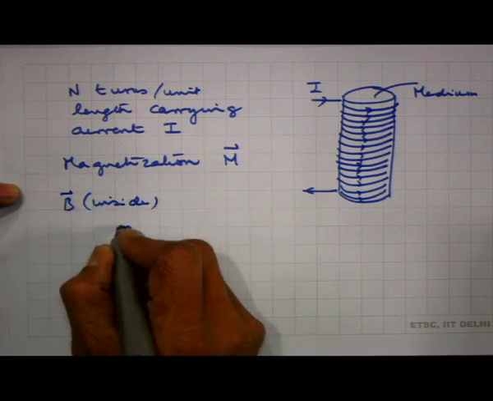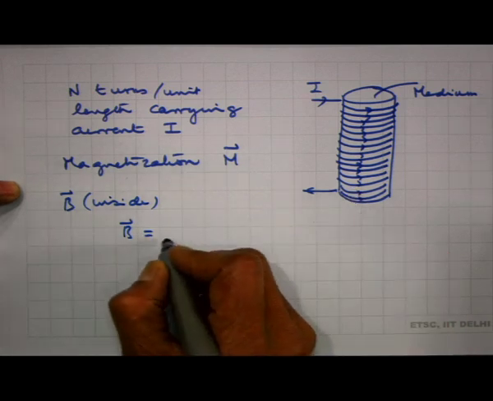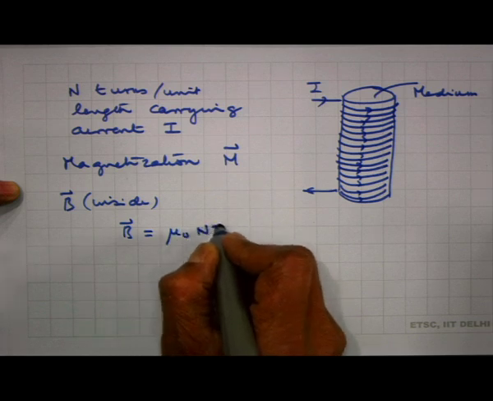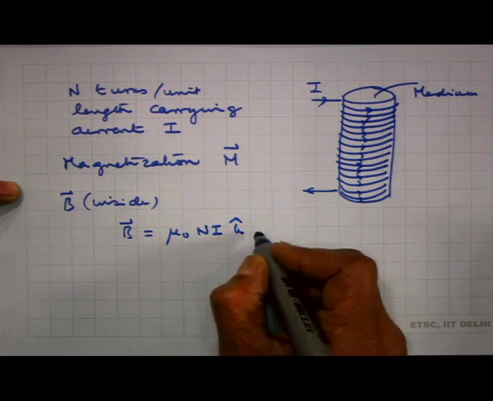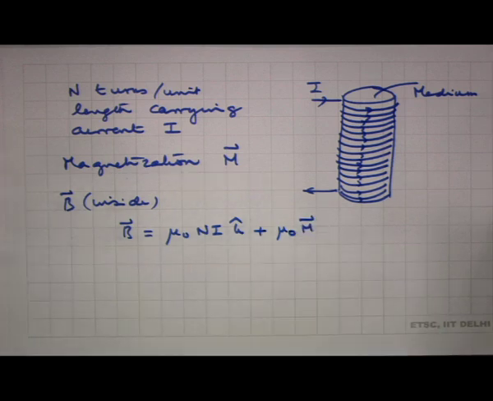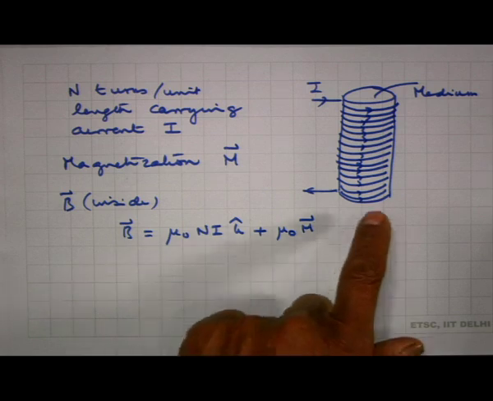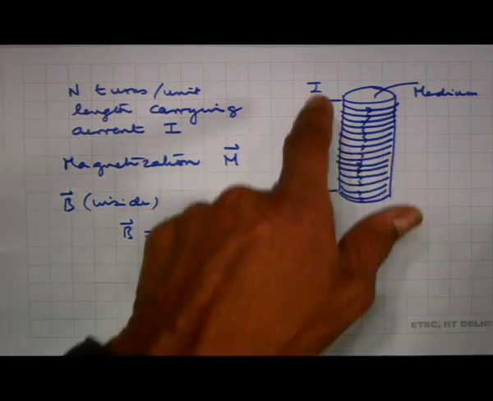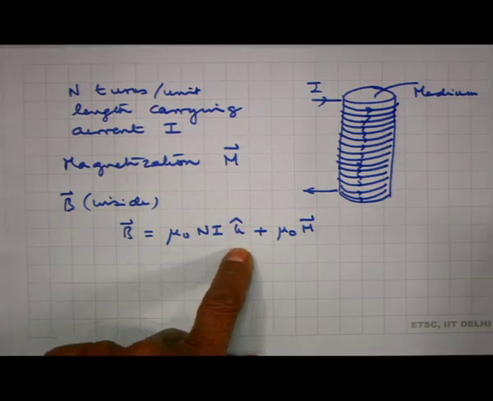B is equal to, now the magnetic field because of the conduction current is mu naught times Ni times k cap. The magnetic field due to the magnetization is mu naught M. Please note, there are two components of magnetic field now. The conduction current which is flowing in the wire is actually producing magnetic field mu naught Ni k inside.